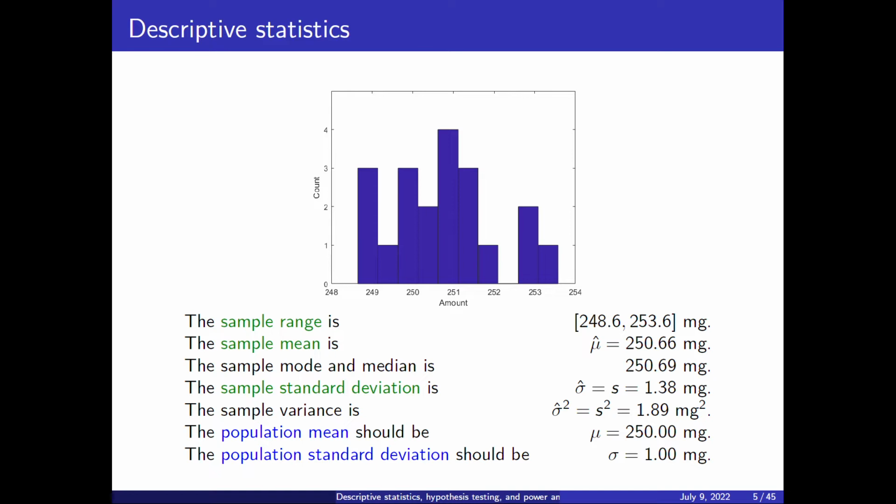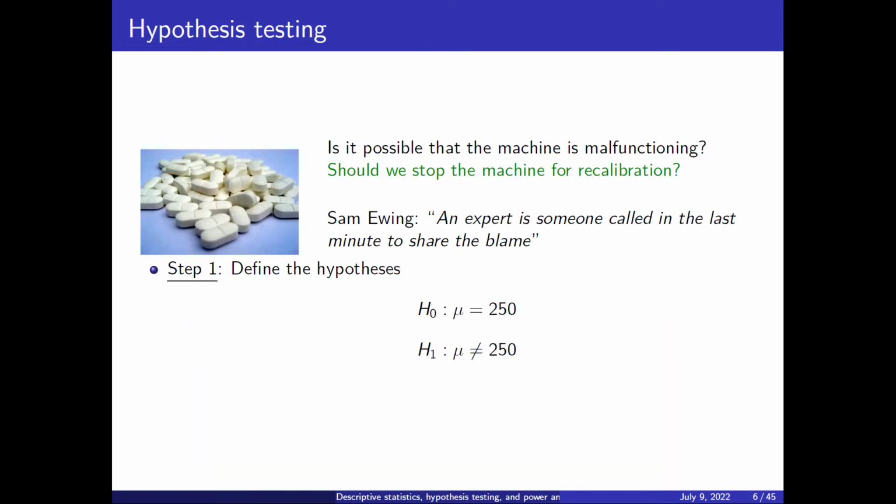Okay, so these summaries, for the moment, they don't allow us to decide whether the machine is working correctly or not. So let us see if we can borrow another tool from statistics to take this decision. And this tool is hypothesis testing. It reminds me of a saying of Sam Ewing, who was a baseball player in the US: an expert is someone called in the last minute to share the blame. So the hypothesis testing is that expert.